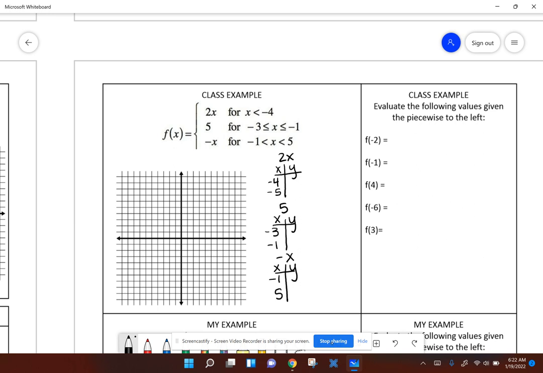Next up, we're going to plug these x values into the original equation to find the y. So -4 gets plugged in here for x. 2 times -4 is -8. 2 times -5 is -10. For this equation, since there's no x to plug into, no matter what number, I'm going to get an answer of 5. In this next one, a negative times a -1 gets me a +1. A negative times a +5 gets me a -5.